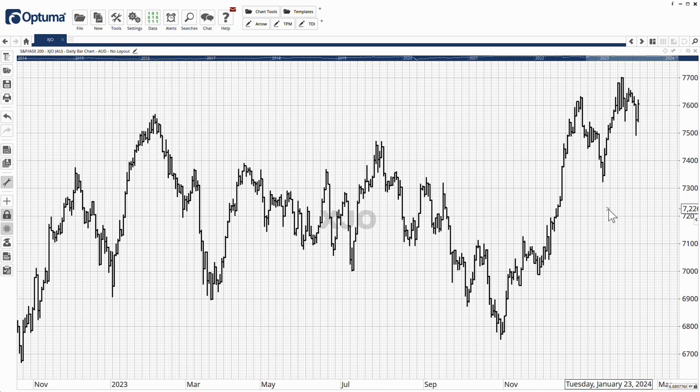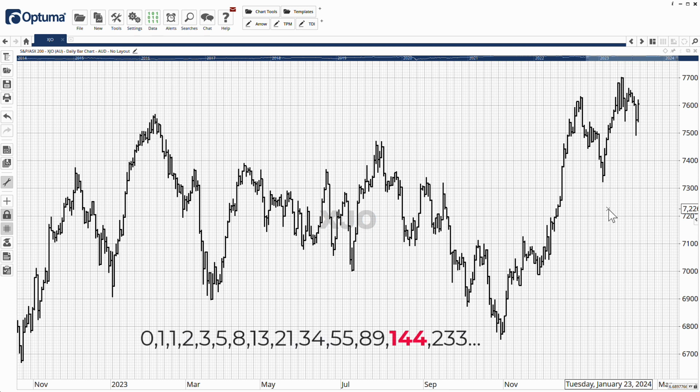Today what we're going to do is have a look at the chart for the Australian index. This is the top 200 Australian stocks combined together, and it gives us an overview of the trend and the direction of the general market. What we're going to do is have a look at one of Gann's favorite numbers, the number 144, which was, of course, part of the Fibonacci series.